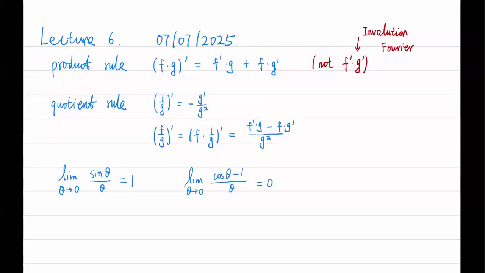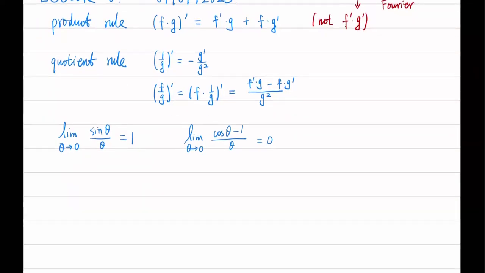So for the first one, let's check with Sophia. How did we verify this limit? Do you remember that? We drew some geometric shapes, from sine 0 to sine of something. Very nice. Yeah. So we give a geometric proof of this limit.